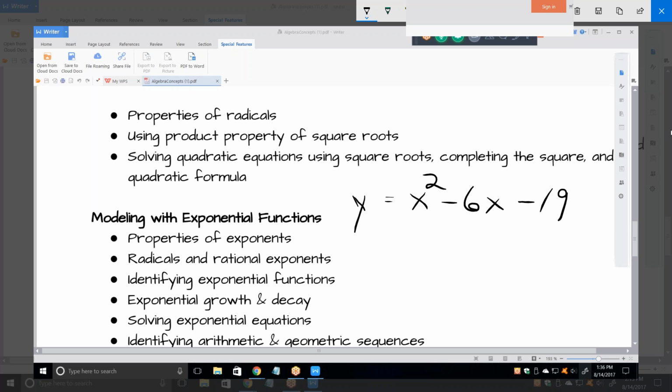First thing you ask, are there factors of 19 that subtract to the number 6? No. Okay. So, second thing you ask, I could use the quadratic formula on this, right? Yeah. What's A? 1. What's B? 6. Nope. -6. What's C? -19. Okay. What's the quadratic formula?